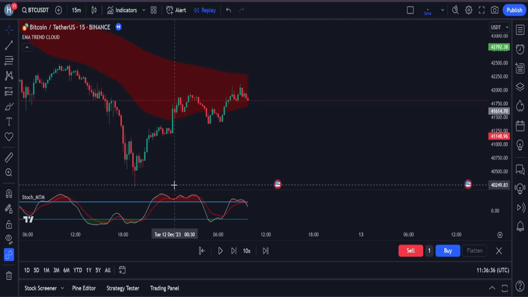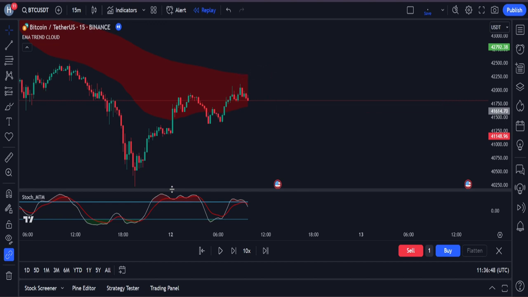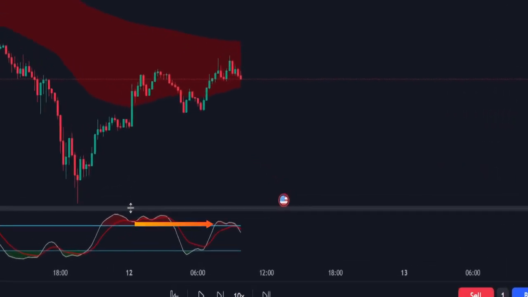For sell trades, we're just going to reverse all the conditions. So first of all, we want the market to be in a bearish trend, and to confirm that we just make sure that the EMA trend cloud is colored red and the price is trading below it. Then we want a pullback to happen within this bearish trend, and to confirm that we're going to pay attention to the Stochastic Momentum Index. We're going to wait for the stochastic oscillator to go above the upper band. This indicates that the market is in a pullback.